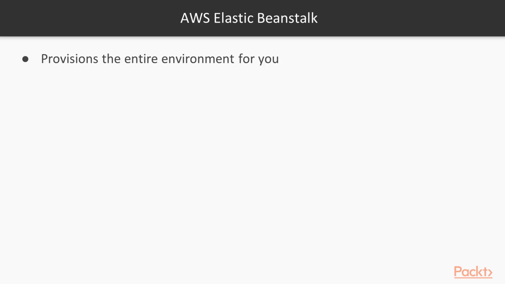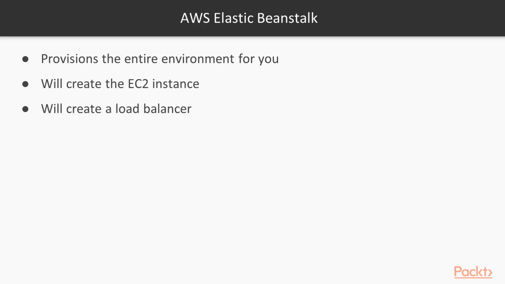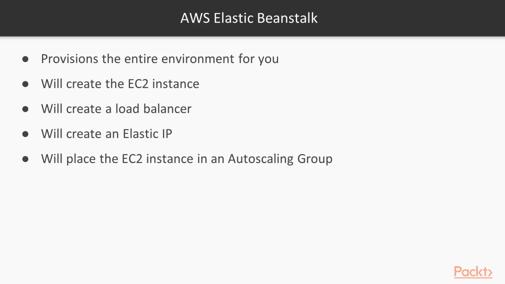Now in Elastic Beanstalk, one of the main advantages is that within a matter of clicks, the entire environment is provisioned for you. This will automatically create an EC2 instance for you. It will create a load balancer. It will create an Elastic IP, and it will also place the instance in an auto-scaling group. In an earlier video, we had seen that if you want the basic level of structure for an EC2 instance hosting your services, you would have an EC2 instance behind a load balancer. Well, if you didn't want the headache of provisioning everything yourself, you can use the Elastic Beanstalk service.